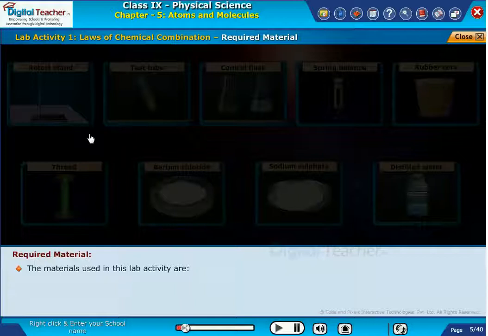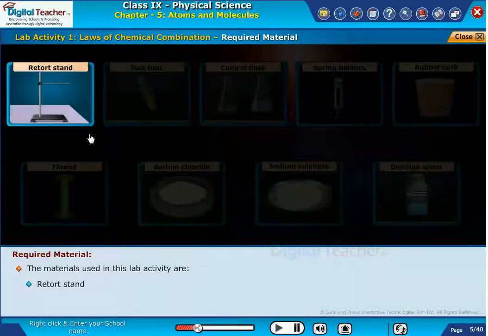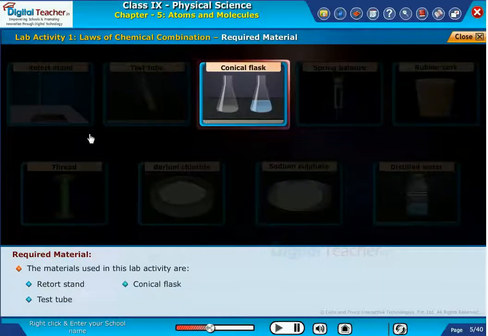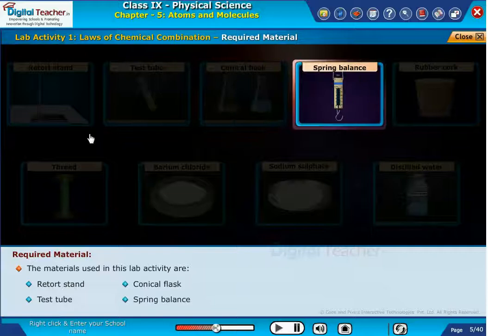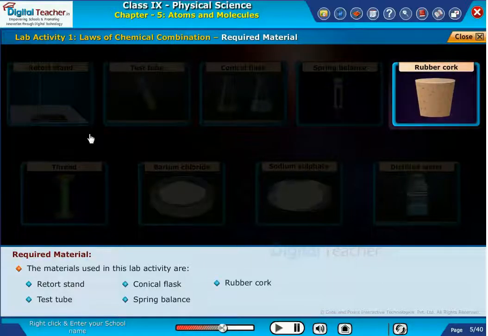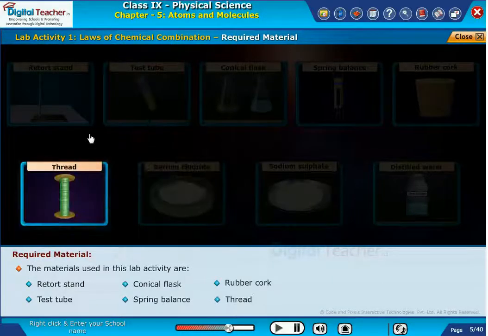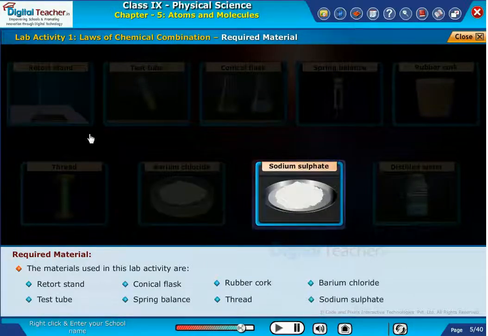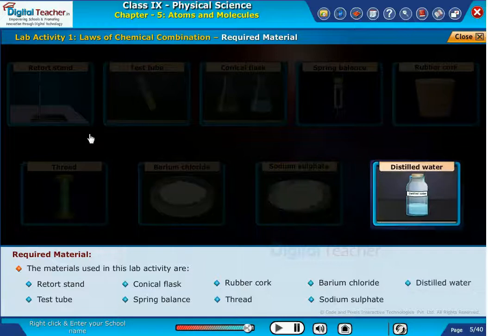The materials used in this lab activity are retort stand, test tube, conical flask, spring balance, rubber cork, thread, barium chloride, sodium sulfate, distilled water.